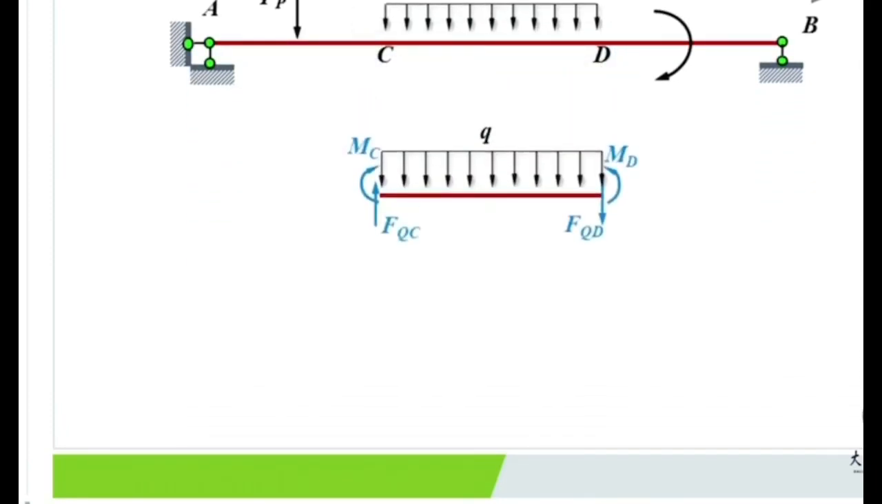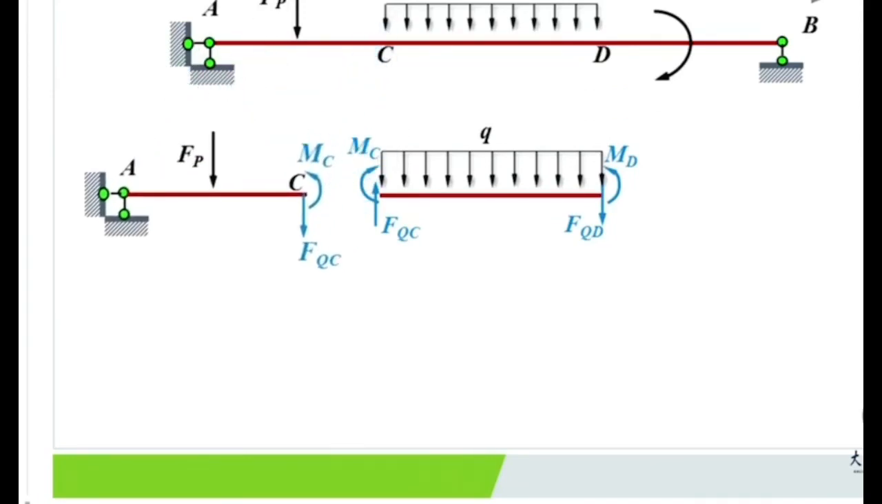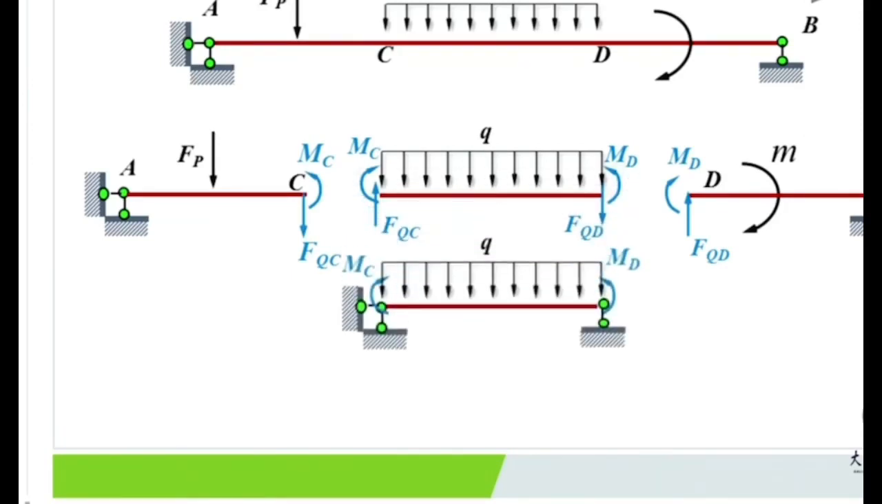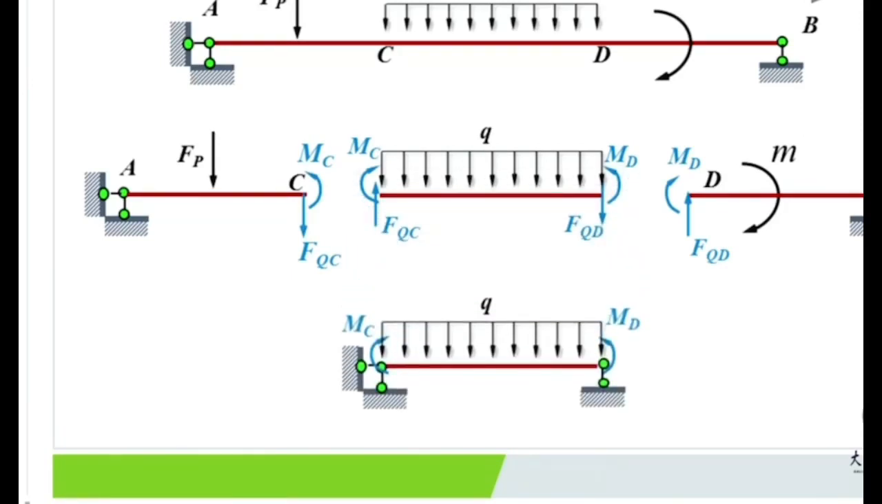The CD part's free body diagram, the AC part's free body diagram, and the DB part's free body diagram. These three parts are equivalent to simply supported beams separately, according to what we discussed just now. So the CD part could be represented by this kind of simply supported beam under the action of Q and the two end couples MC and MD.